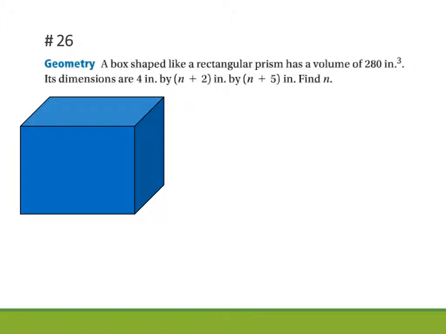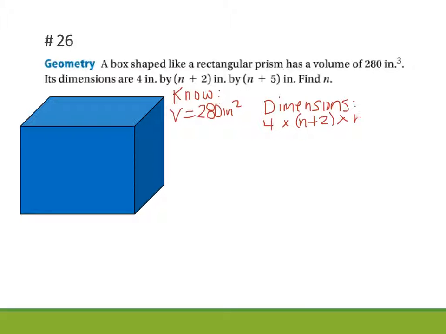Now look at problem number 26. A box shaped like a rectangular prism has a volume of 280 cubic inches. Its dimensions are 4 inches by n plus 2 inches by n plus 5 inches. And we're asked to find n. So let's think about what we know. What we know in this problem is we know the volume. The box is 280 cubic inches. We also know the dimensions of the box. We know that the dimensions of this rectangular prism are 4 by n plus 2 by n plus 5.